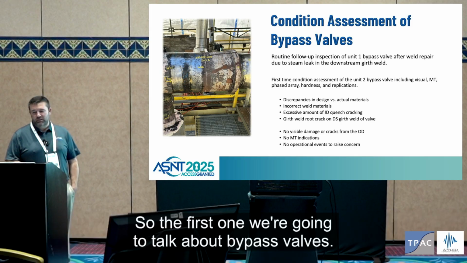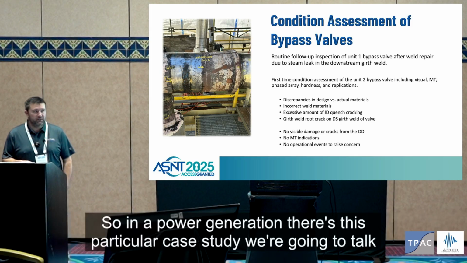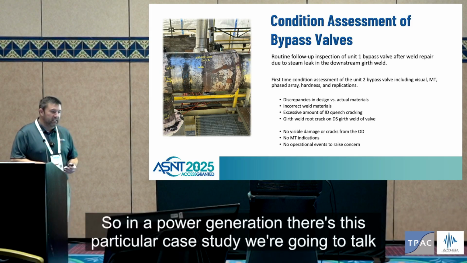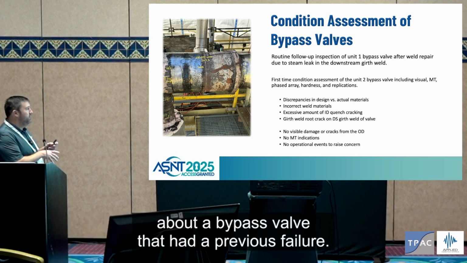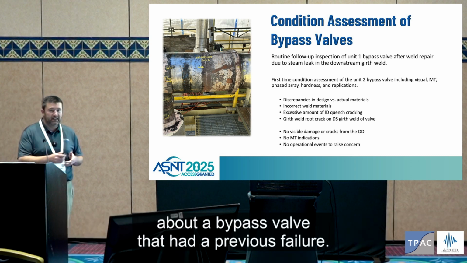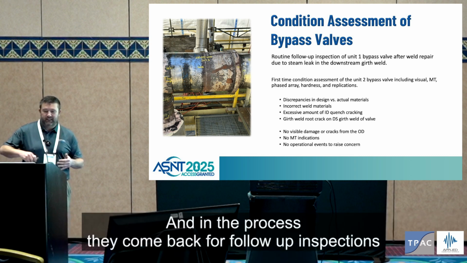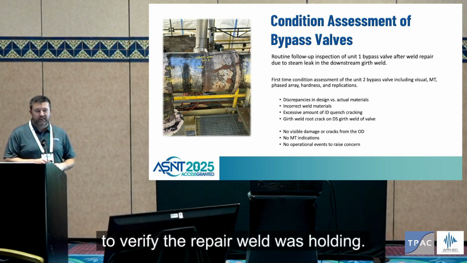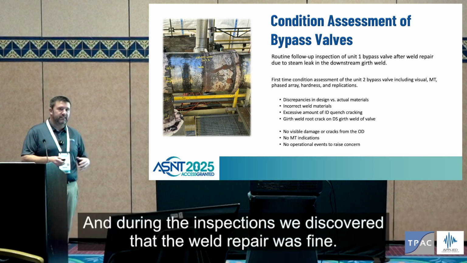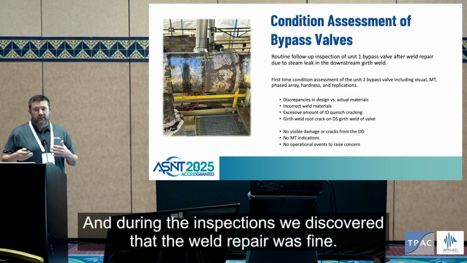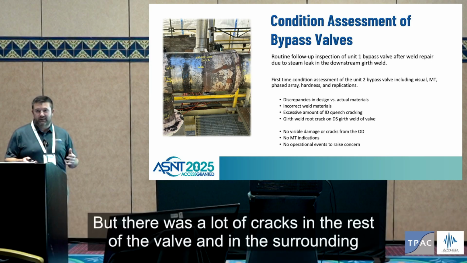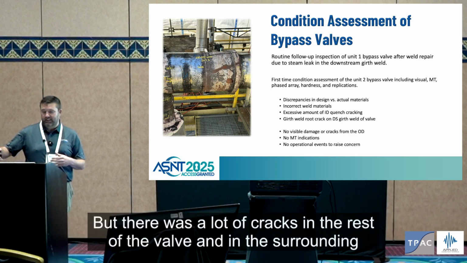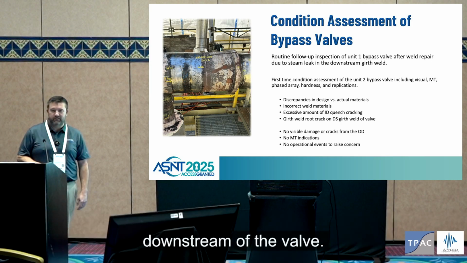So the first one, we're going to talk about bypass valves. In power generation, there's this particular case study. We're going to talk about a bypass valve that had a previous failure. And in the process, they come back for follow-up inspections to verify the repair weld was holding. And during the inspections, we discovered that the weld repair was fine, but there were a lot of cracks in the rest of the valve and in the surrounding downstream of the valve.